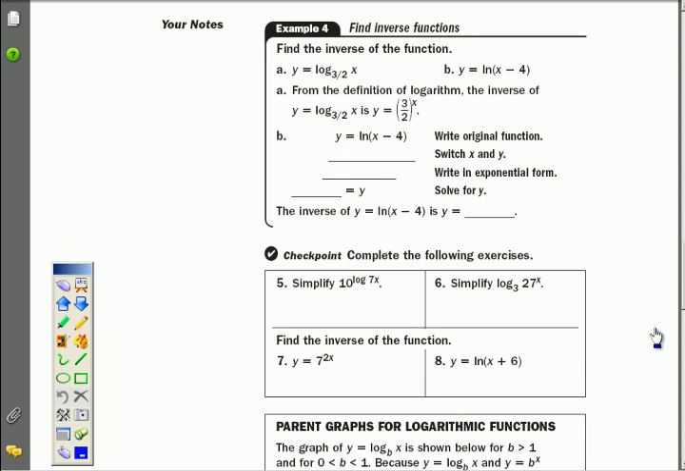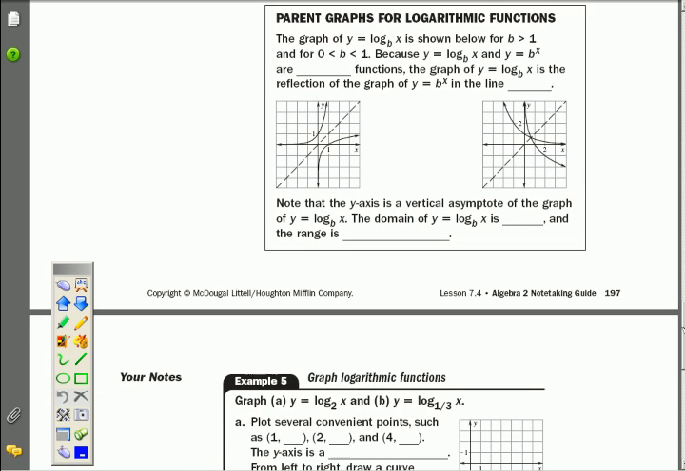Let's take a look at the graphs of these log functions. The graph of y equals log base b of x is shown below for b greater than 1 and when b is between 0 and 1. Because y equals log base b of x and y equals b to the x are, what word would we put here? Hopefully you said inverse functions, because that's what they are.